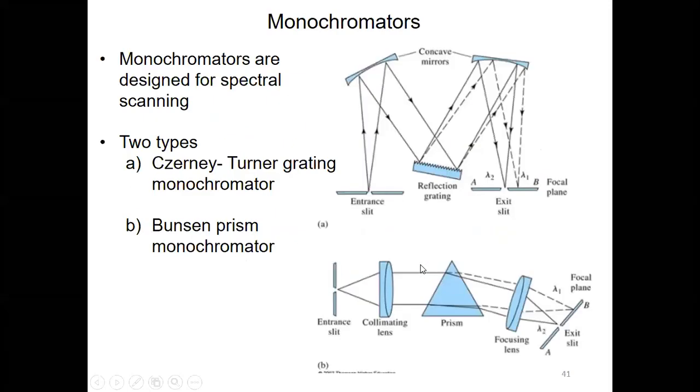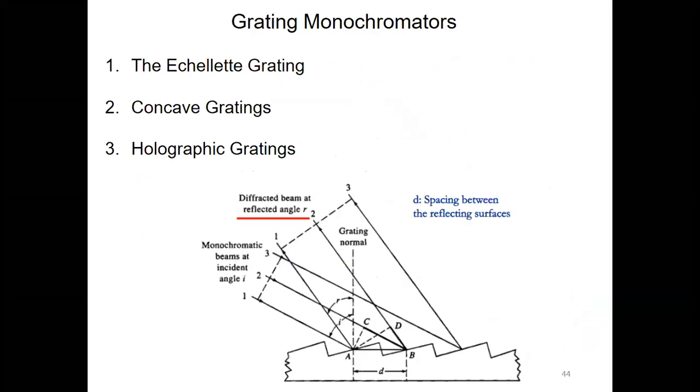Instead of changing the exit slit, we can keep the exit slit in a constant position, but we can change the grating. When we change the grating, the angles will be different. When the angles are different, the wavelength which passes from the exit slit will be different. So we can do that also. To do the wavelength scan, we can change the grating position also.